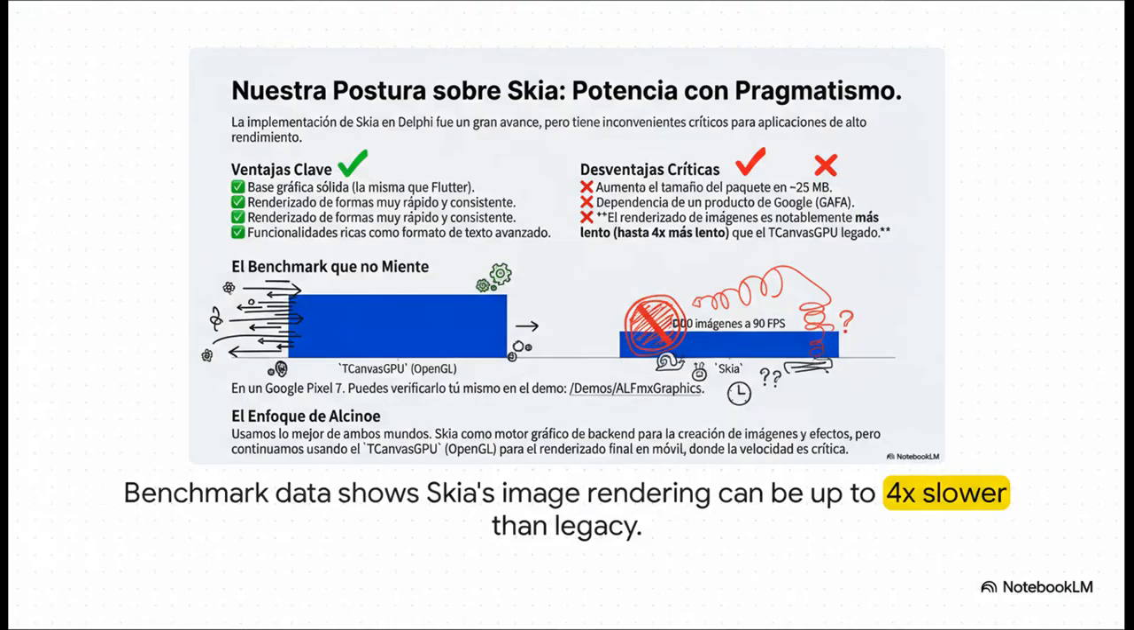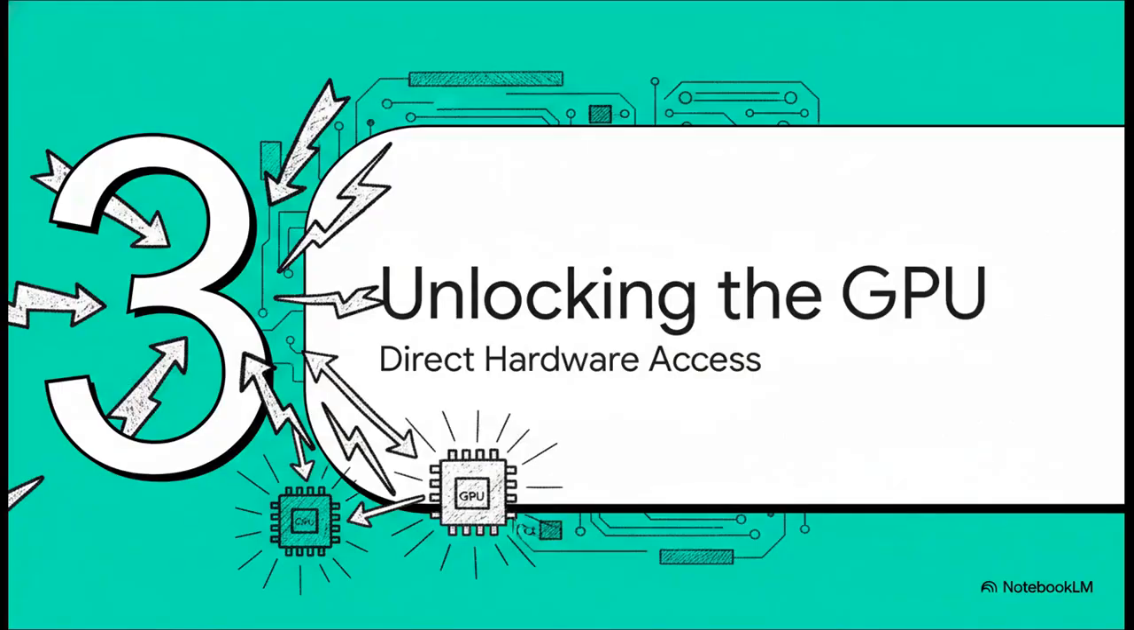And this benchmark just visualizes that point perfectly. You can see the legacy graphics canvas just churning out way more images per second than Skia. In some cases, for just raw image rendering, Skia can be up to 4 times slower. So that begs the question, how do you get all the benefits of Skia without this major drawback? Well, this is where it gets really clever.